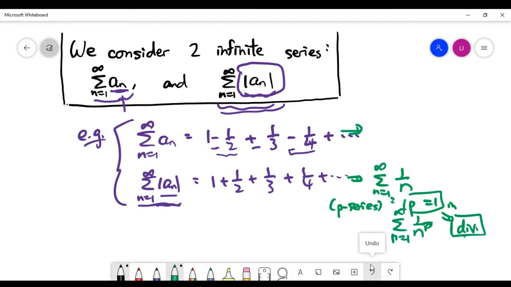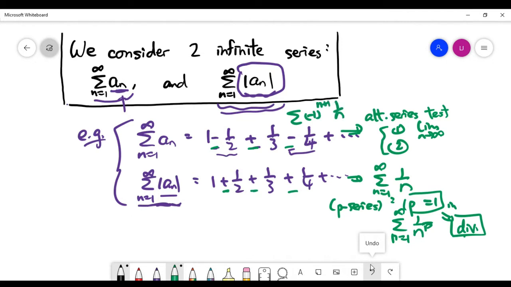However, for the first one, we are not using the P series test because the P series test requires that all the terms have the positive sign. In this case, it is an alternating series, and it's the alternating series test we can use. There are two conditions we have to care about. The first condition is that we have to take the limit of the individual term, because we can write our current series in summation notation like this. For condition 1 in the alternating series test, we take the limit of 1 over n as n goes to infinity. It becomes 0, and it satisfies condition 1.